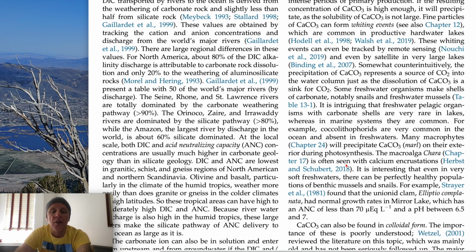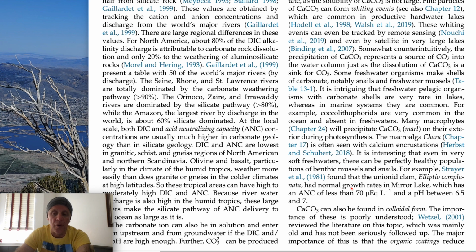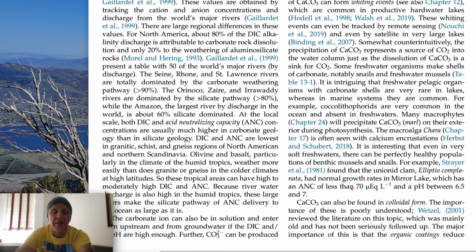Many macrophytes will precipitate calcium carbonate as marl on their exterior during photosynthesis. The macroalga Chara is often seen with calcium incrustations. It is interesting that even in very soft freshwaters, there can be perfectly healthy populations of benthic mussels and snails. For example, Strayer found that the unionid clam Elliptio complanata had normal growth rates in Mirror Lake, which has an ANC of less than 70 microequivalents per liter and pH between 6.5 and 7.